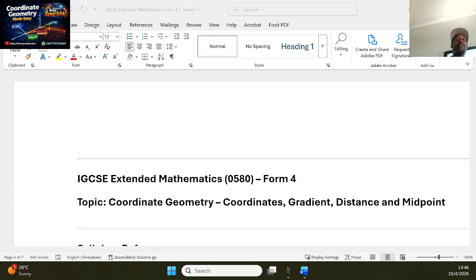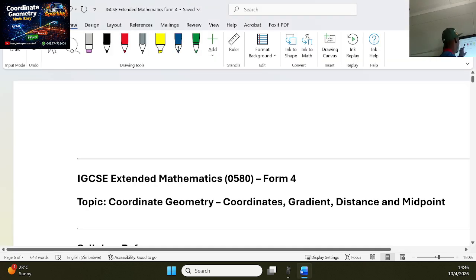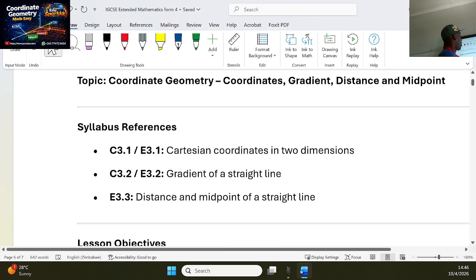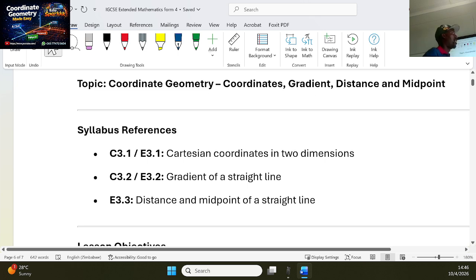Hey, welcome folks to this IGCSE Form 4 topic, coordinate geometry. And in this topic, we're going to touch on various interesting concepts like coordinates themselves, gradient, distance, and midpoint.